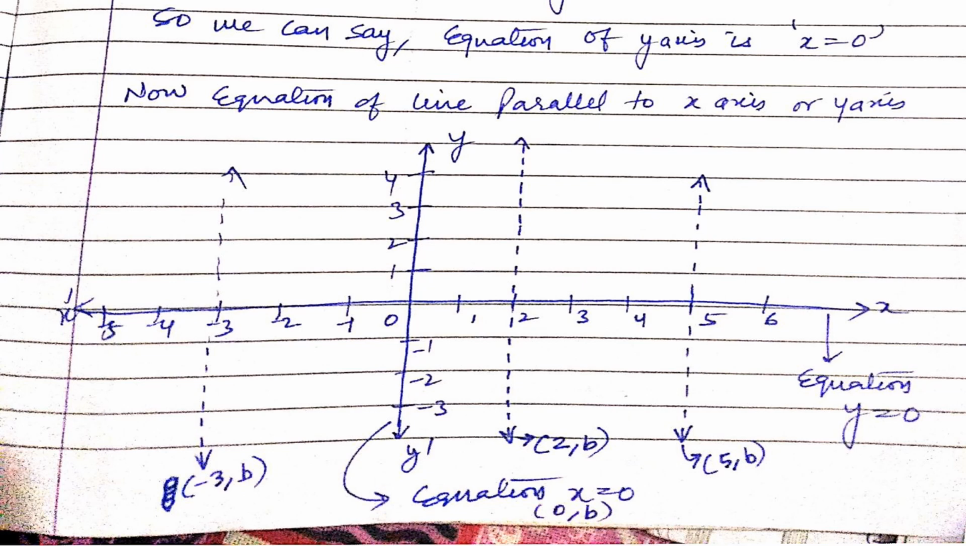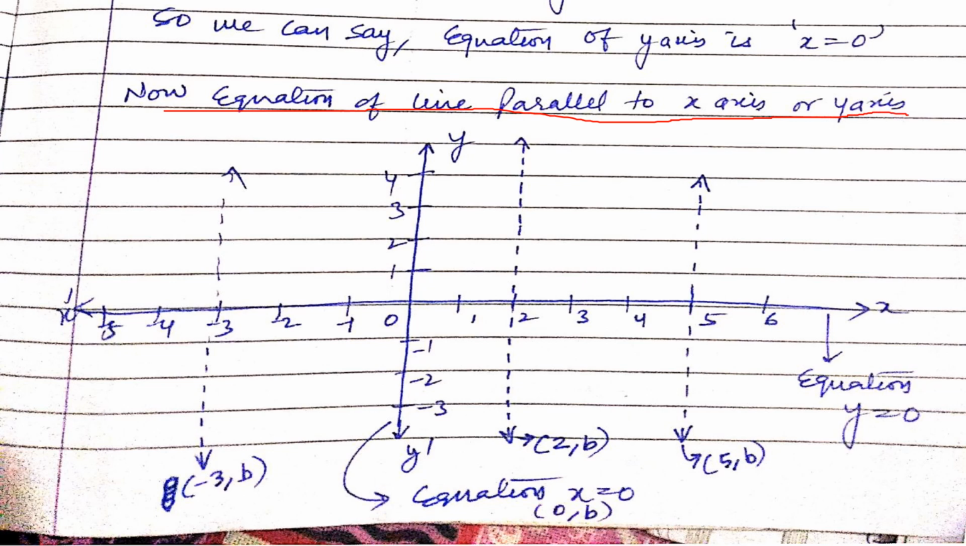Now we have understood the equation of x-axis is y is equal to 0 and y-axis equation is x equal to 0. Just opposite thing. Okay, this will help me out to find the parallel lines, the lines which are parallel to x-axis or y-axis. We can easily write their equation now. Let's see. Understand the pattern and you can write it very easily. Let's start. So, equation of line parallel to x-axis or y-axis.